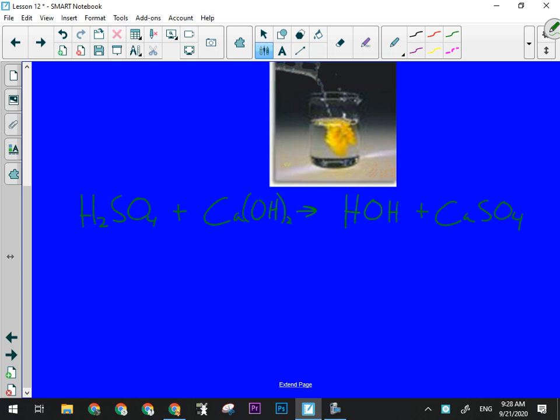So I've got 2 hydrogens over here. How many do I have here? 1. Okay, this hydrogen is part of this. Okay, so what do I need to put in front of this? 2. Okay, so now I have, essentially I'm saying this, right? I have 2 hydrogens and 2 hydrogens. Okay, when I do this, that gives me how many hydroxides? 2.